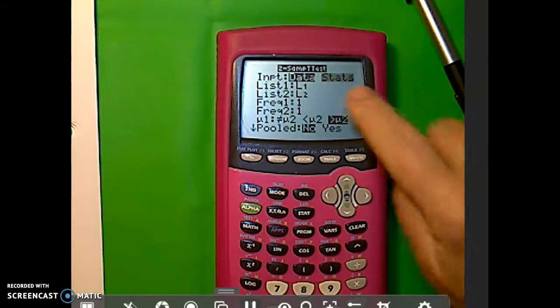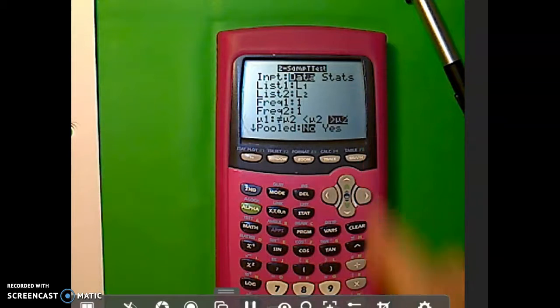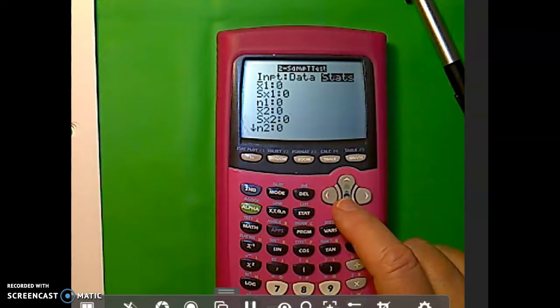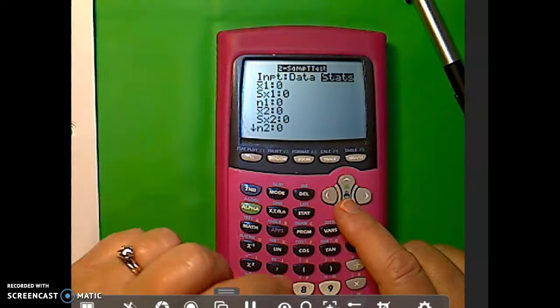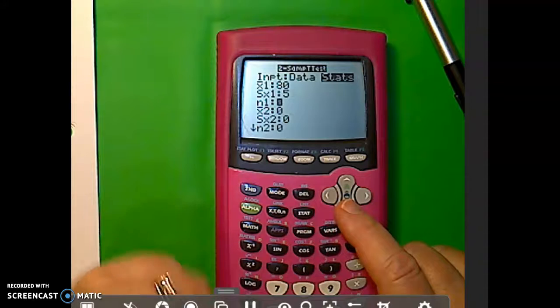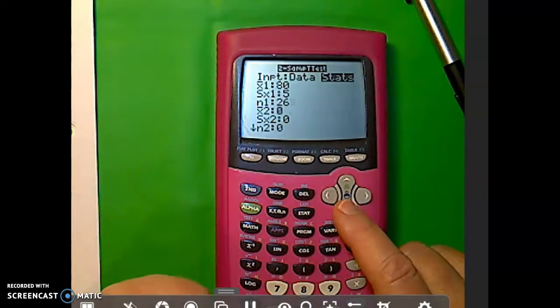In this case, we'll just move over here to Stats. As soon as I hit Enter, it's going to change my entry. For my first group, I'm going to put in my smoker information first. The mean pulse rate for smokers was 80 beats per minute. The standard deviation was 5 beats per minute. And the number of smokers I had, 26.